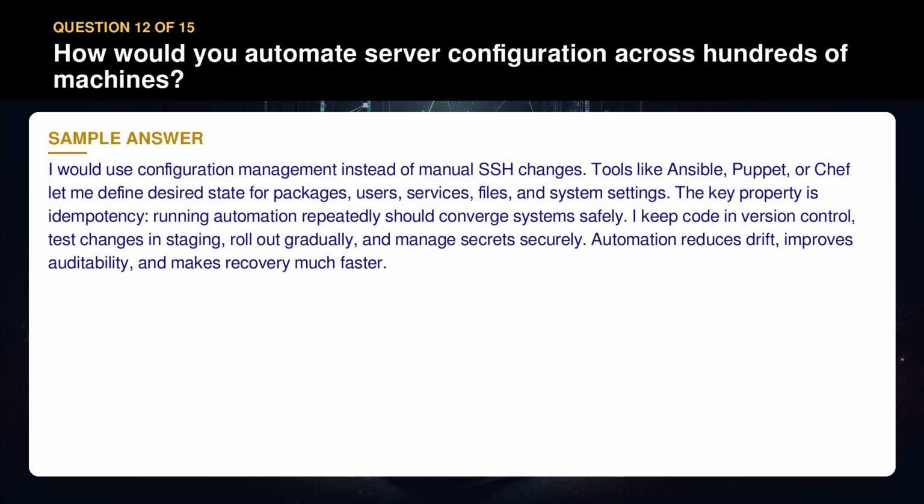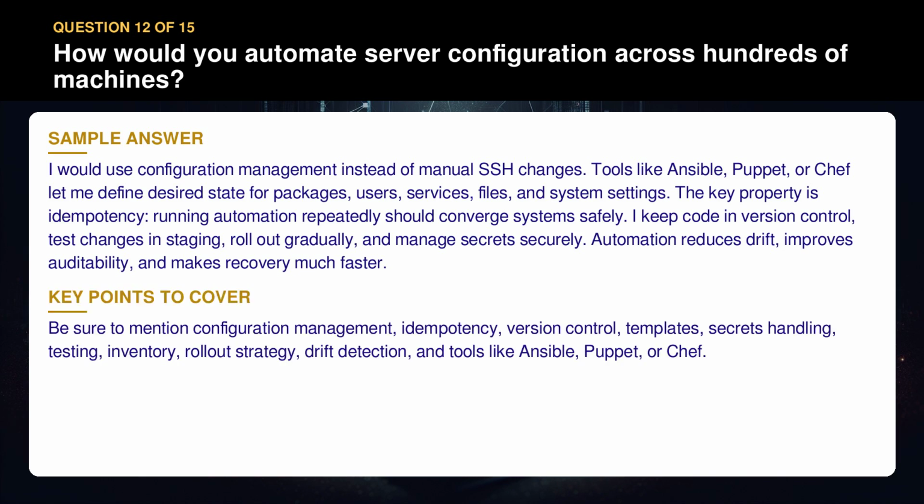I keep code in version control, test changes in staging, roll out gradually, and manage secrets securely. Automation reduces drift, improves auditability, and makes recovery much faster. Be sure to mention configuration management, idempotency, version control, templates, secrets handling, testing, inventory, rollout strategy, drift detection, and tools like Ansible, Puppet, or Chef.